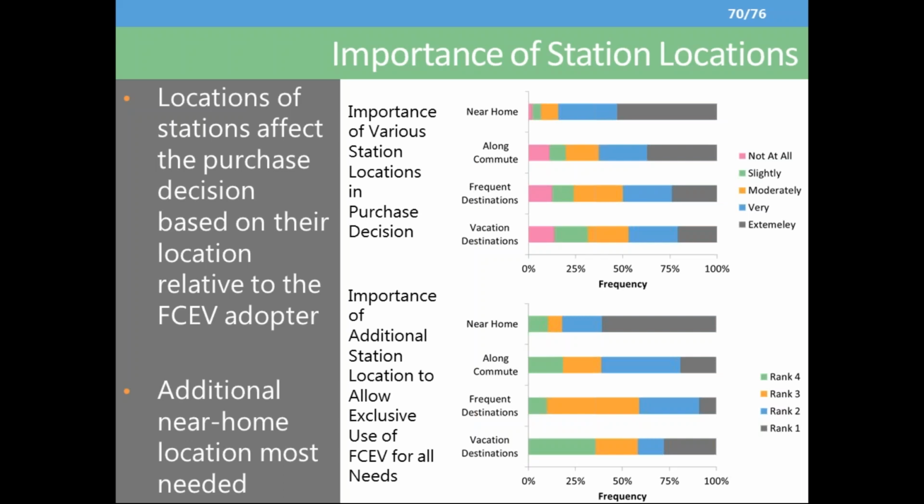And then when asked about the importance of an additional station to allow exclusive use of their fuel cell vehicle, so that they wouldn't need to rely on a backup gasoline vehicle, for example, or a backup hybrid electric vehicle, again, same pattern: near home, then along the commute, and then the other two locations, right? If we go to the next slide.